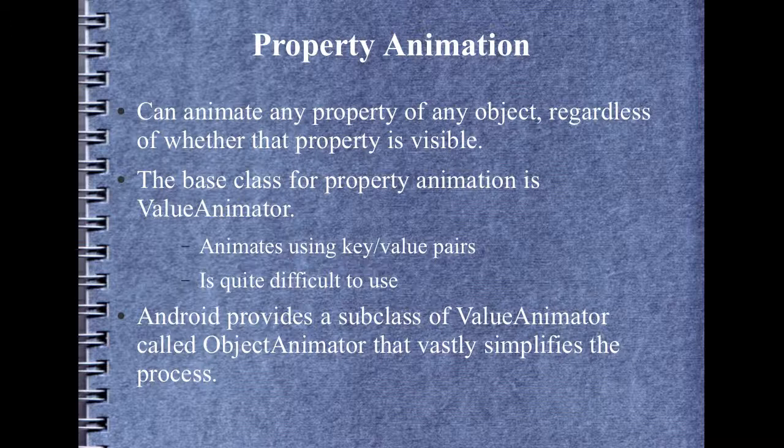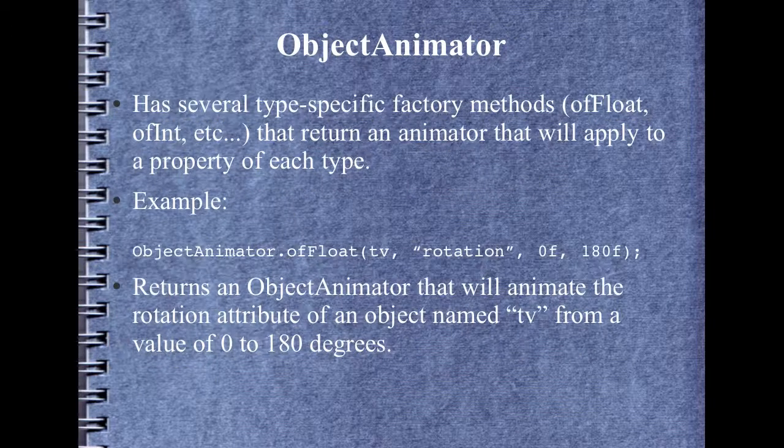The base class for property animation is Value Animator, but we seldom use Value Animator. It's very powerful, but it animates using key value pairs, and it's quite difficult to use. It results in quite a bit of code. Luckily, we have a subclass of Value Animator provided by Android called Object Animator that makes property animation extremely simple. So that's what we're going to use.